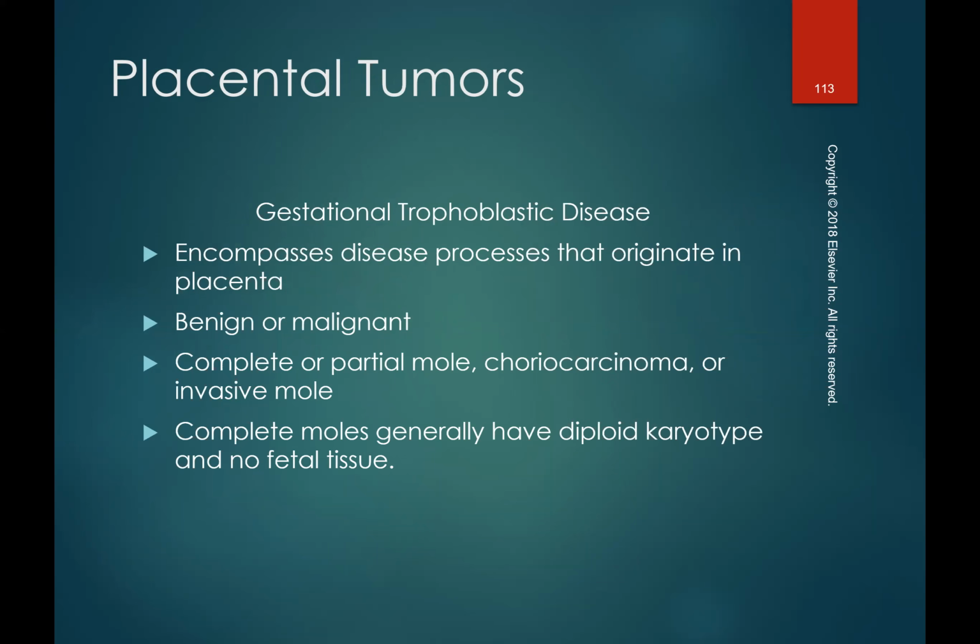Okay, last thing that is important is placental tumors. Remember gestational trophoblastic disease or molar pregnancies? They can be benign and malignant. If they are malignant, it could be a choriocarcinoma, which is the invasive mole, a cancerous tumor that metastasizes easily.